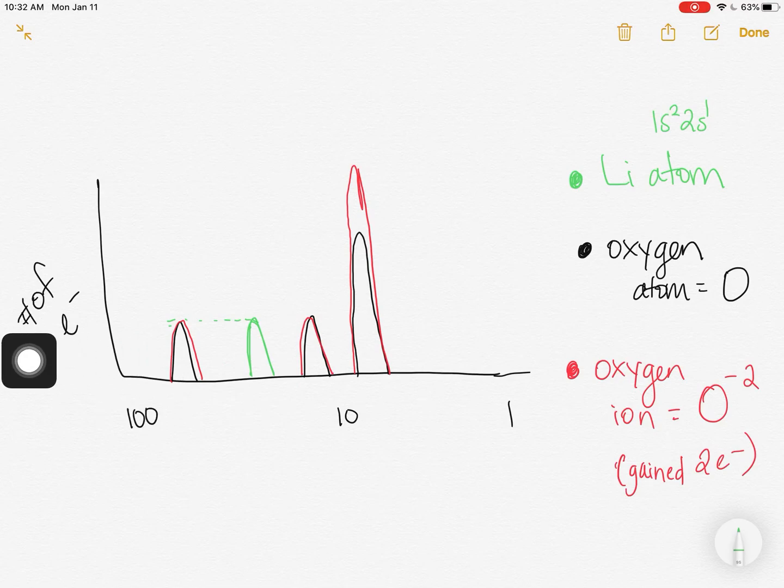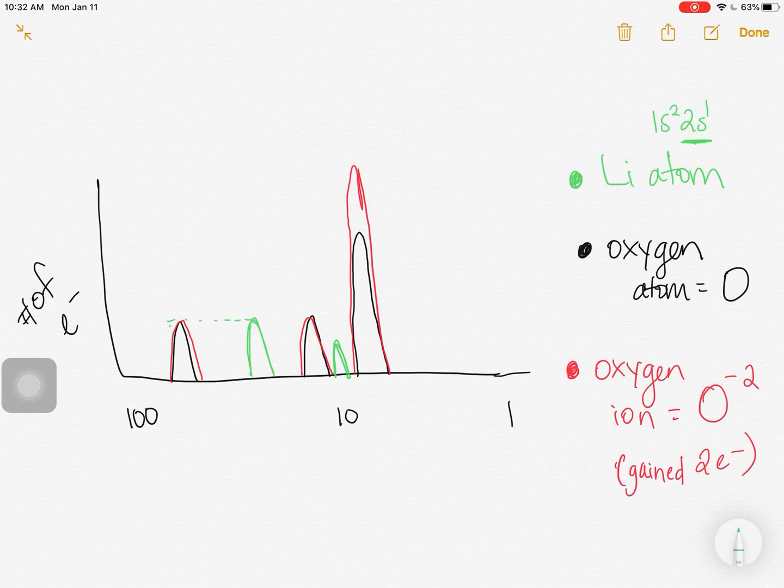So then 1s2, and then I would just need a 2s1. So the 2s should be less energy than oxygen's 2s. So, I mean, I'm guessing, maybe it could be in between these peaks. It could even be all the way down here. I don't know. I'm just guessing at this point. And it's going to be half as tall because it's only representing 1.